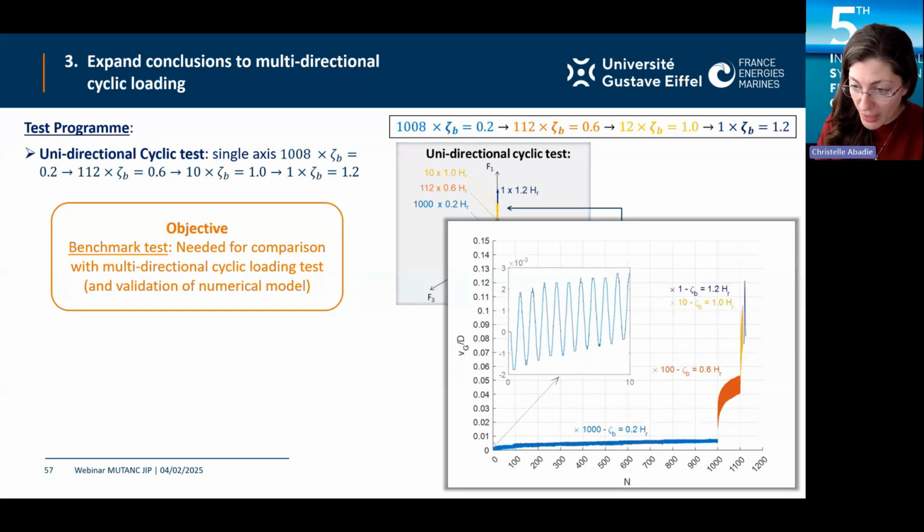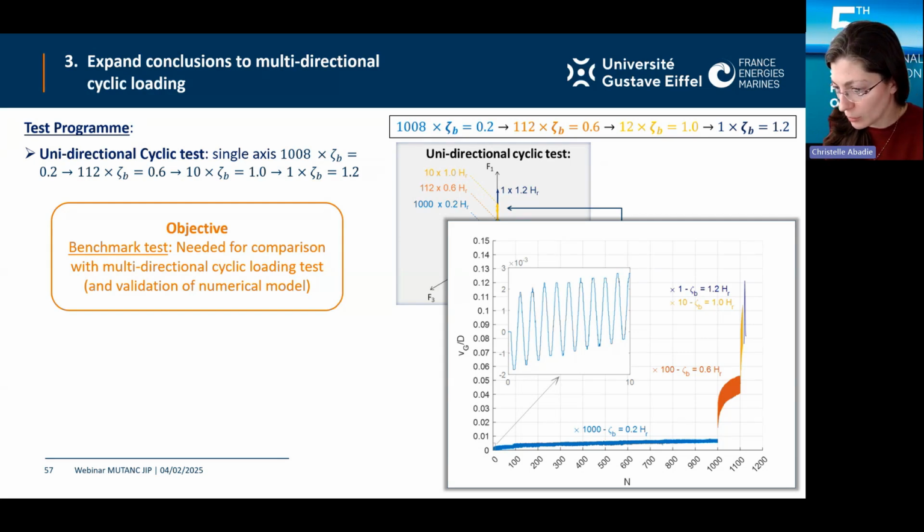And then this is the pile response, so the pile head displacement that we get at the top. And what you can see is some progressive ratcheting. Ratcheting is the accumulation of permanent displacement at the top of the pile over the time. And you can see that this is quite small for the 20% load packet, and then a lot bigger and more pronounced at 60%, really big for 100% and really, really big for 120%.